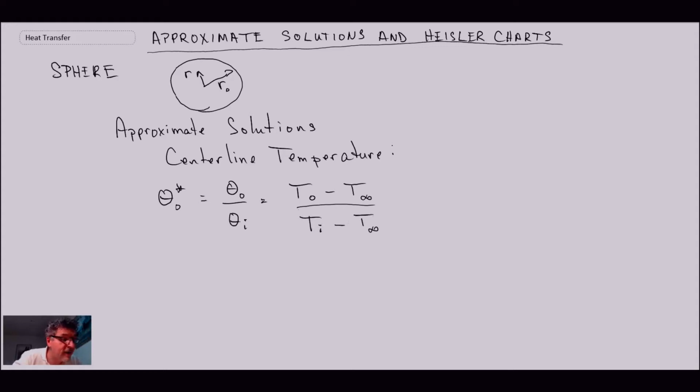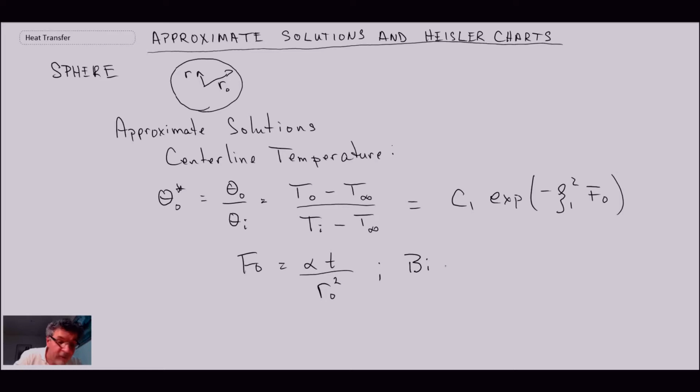stream convective environment temperature. And just like for the slab and for the infinite cylinder, we have the expression C1 exp minus zeta 1 squared, and then we have the Fourier number, alpha, the thermal diffusivity times the time divided by the outer radius of our sphere squared. Bio number, we need the Biot number, and that is H R naught, where H is your convective heat transfer coefficient, R naught is the outer radius, divided by the thermal conductivity of the solid.